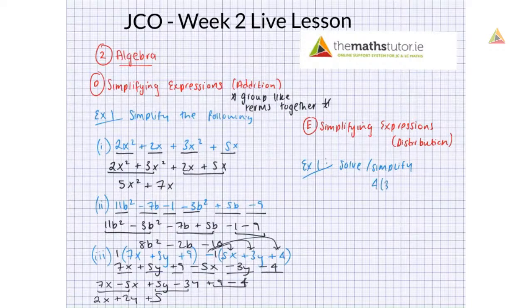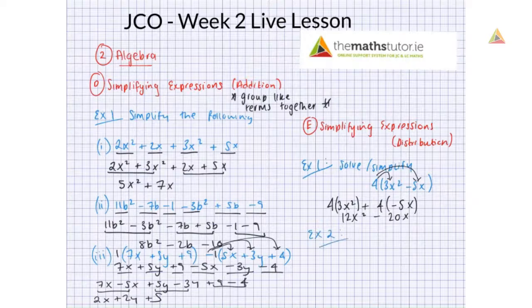4 by 3x squared minus 5x. So in this case, it's going to be 4 by 3x squared and 4 by minus 5x. I'm going to write that out. So 4 by 3x squared plus 4 by minus 5x. Now 4 by 3x squared gives me 12x squared, and 4 by minus 5x gives me minus 20x. And that's it, solved. We're going to do one more example there.